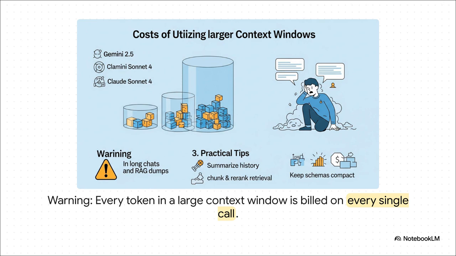Okay, now for a really important warning about these massive context windows. They seem amazing, but they can be a huge budget trap. And here's the catch. Every single token you stuff into their context window gets reprocessed and billed on every single API call. For long conversations, you have to be smart. Summarize the history, only send the relevant chunks, keep that context lean.